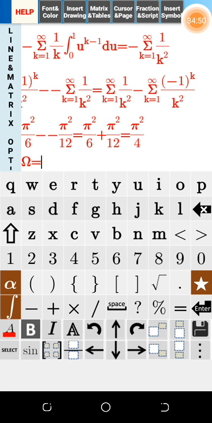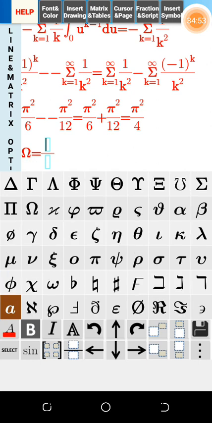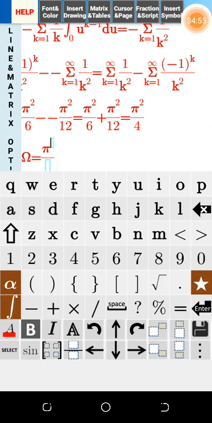So omega is now equal to pi squared over 4.